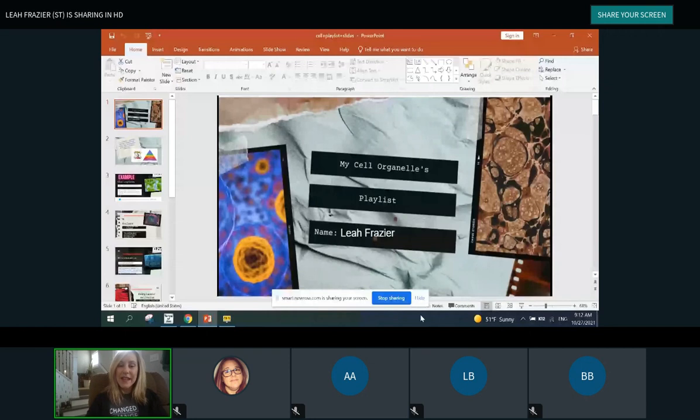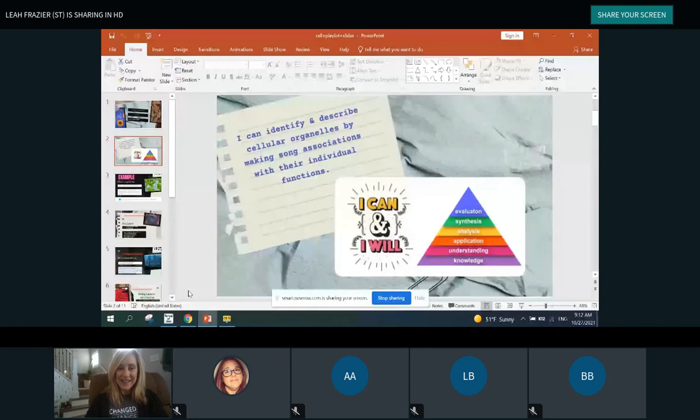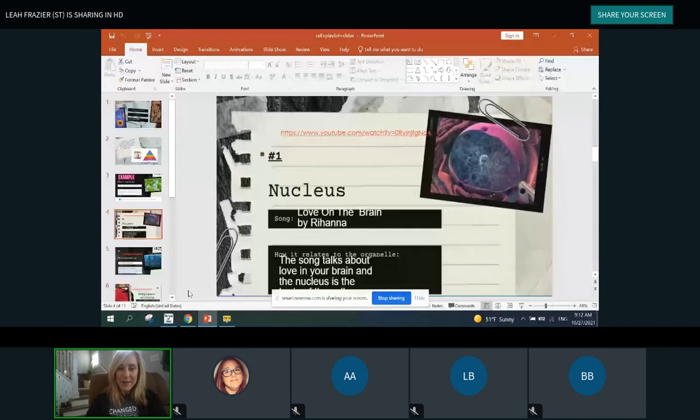So this is Leah's cell organelle project, her playlist. We're going to go through some of her examples. She compared the nucleus to Love on the Brain by Rihanna, and she talks about how it relates to the nucleus because the song talks about love in your brain, and the nucleus is the brain of the cell. Perfect. I love it.